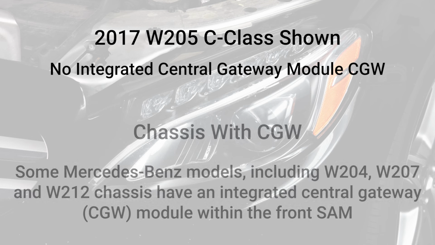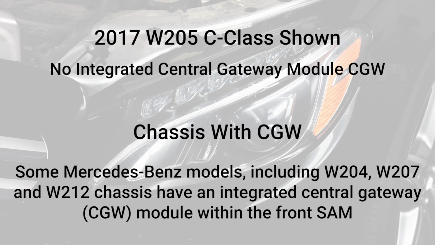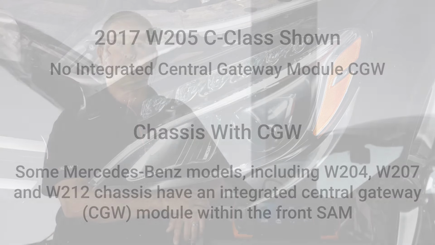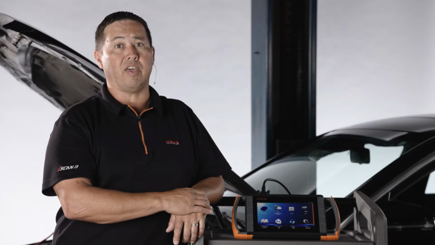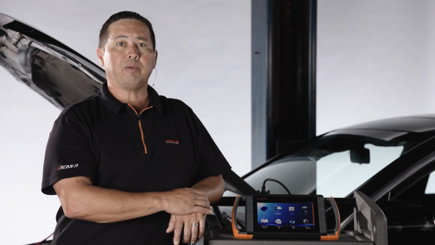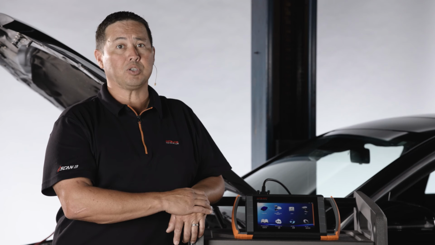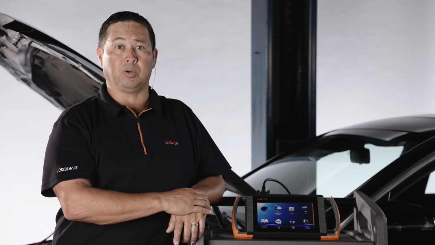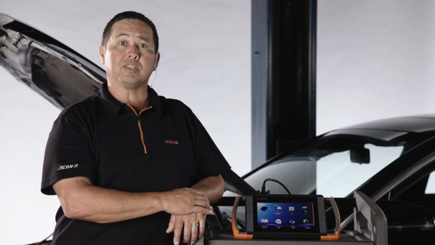Some Mercedes-Benz models, including W204, W207, and W212 chassis, have an integrated central gateway (CGW) module within the front SAM. On those vehicles, you must code the CGW in addition to the front SAM. It's recommended to code the CGW first and then the front SAM. Coding modules in this order is similar to the initial startup procedure in the factory tool. Our subject vehicle does not have an integrated CGW.